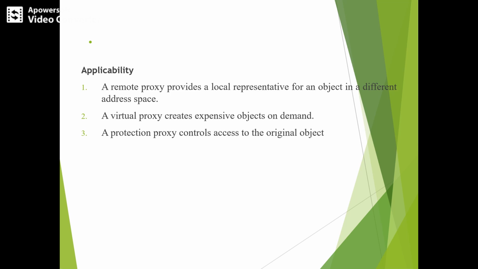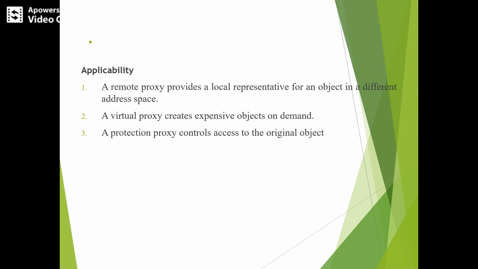Another typical use of a smart reference is loading a persistent object into memory when it is first referenced, and checking that the real object is locked before accessing it. So this is a locking mechanism to be considered. We have discussed several common situations in which the proxy design pattern is applicable.